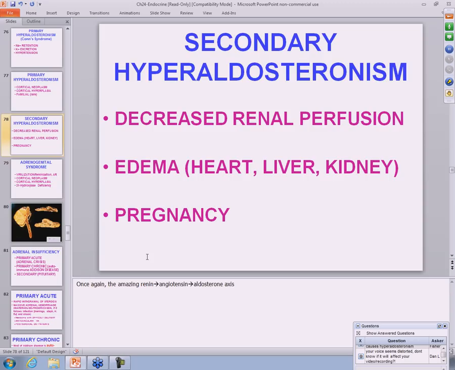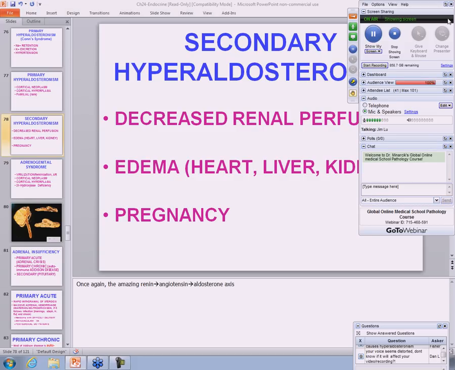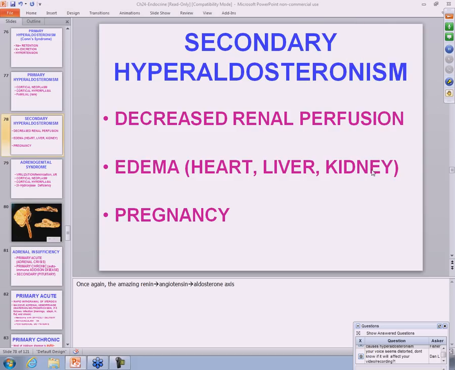You're having decreased blood flow to the kidney, so the renin kicks in. It triggers off the angiotensin 1, angiotensin 2. Result is that there's going to be a production of aldosterone, and that's really a secondary type of hyperaldosteronism, isn't it? Also, you should remember that pregnancy is very often associated with secondary hyperaldosteronism also. I don't know why, but I got to put that on the list.